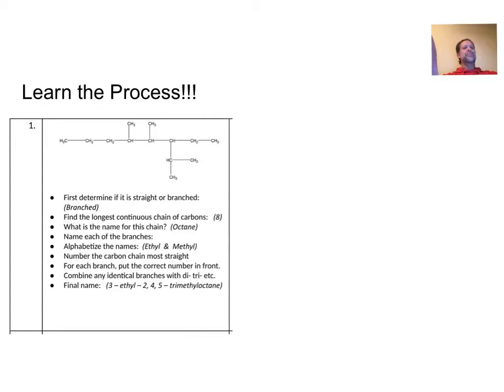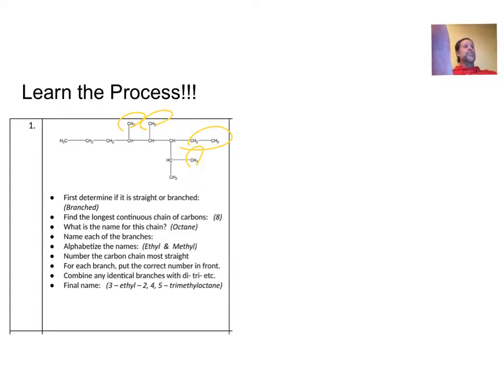The very first thing that I generally do is identify if it is straight or branched. In this case, I can see that there are definitely branches. There's a branch here, a branch here, a branch here, and a branch here. How did I know that that's where my branches were? I just identified that there were things coming off.